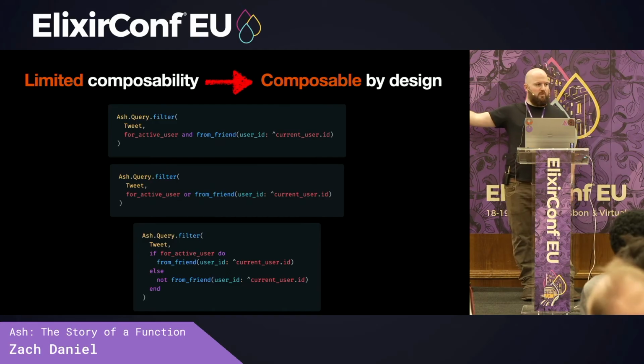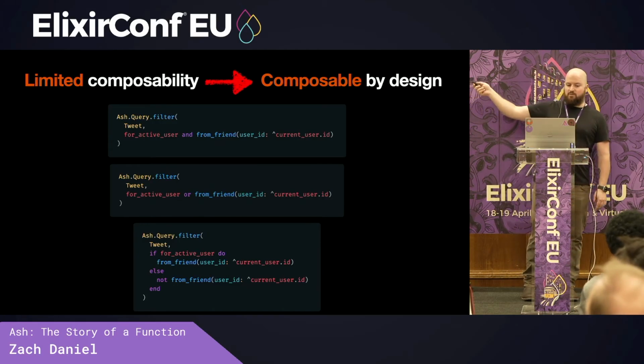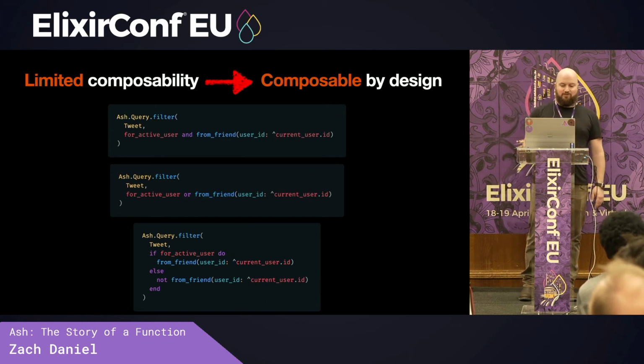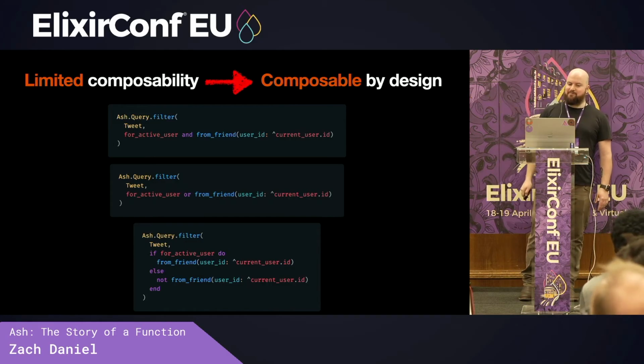We can use these as part of our expressions. This is a valid expression that will get evaluated to a case statement in Postgres, which is: if it's for an active user, then it should be from one of my friends. And if it's not for an active user, then it should be from somebody who's not my friend. It's a crazy condition to put into your UI, but if you did, you can.